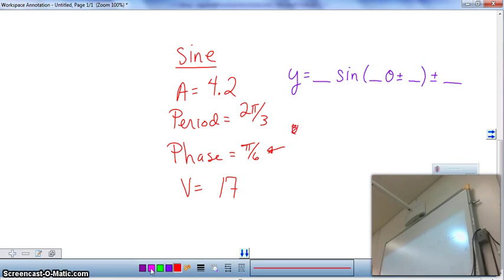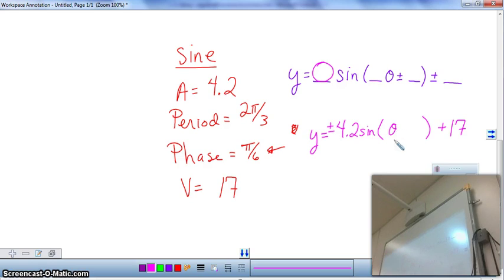I didn't want that color. Let's do this one. I'm going to start by rewriting this. Y equals. What number is going to go here for the amplitude? 4.2. And remember from the last example, we said plus or minus because we don't know if it goes up first or down first from the information that I gave you. Sine, I'm going to leave this whole parenthesis blank. And my vertical shift is 17. So plus 17. I guess I could put theta in here.